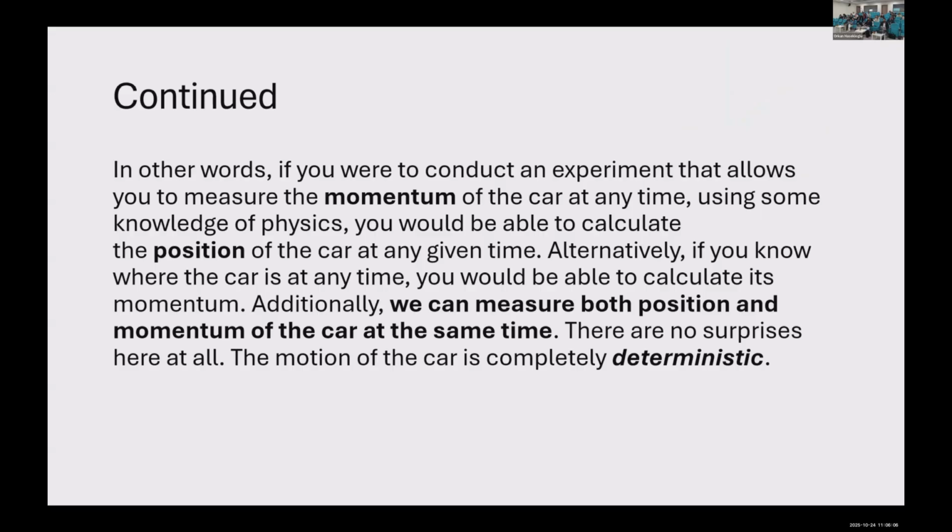In other words, if you were to conduct an experiment that allows you to measure the momentum of the car at any time, using some knowledge of physics, you would be able to calculate the position of the car at any given time. Alternatively, if you know where the car is at any time, you would be able to calculate its momentum. Additionally, we can measure both position and momentum of the car at the same time. There are no surprises here at all. The motion of the car is completely deterministic. So is classical molecular dynamics.